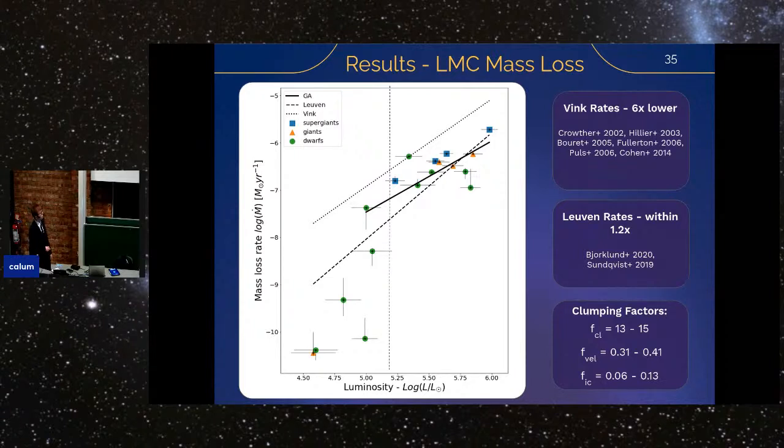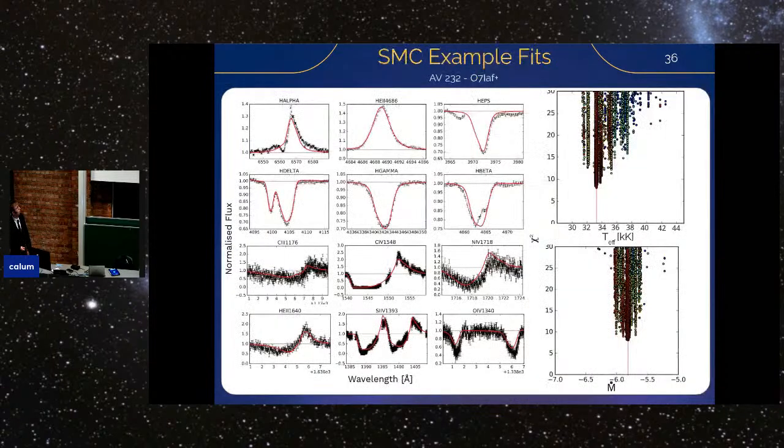And the average clumping factors that we find, as I showed with the trends before, maybe averages aren't the best way to determine these, but generally you can see that maybe some of them are being reduced also as we go to metallicities that are lower than the galaxy. And then skip straight through to the SMC.